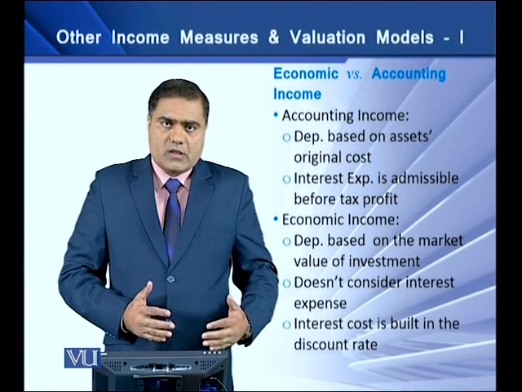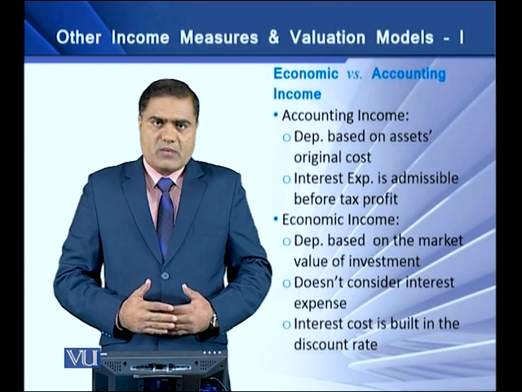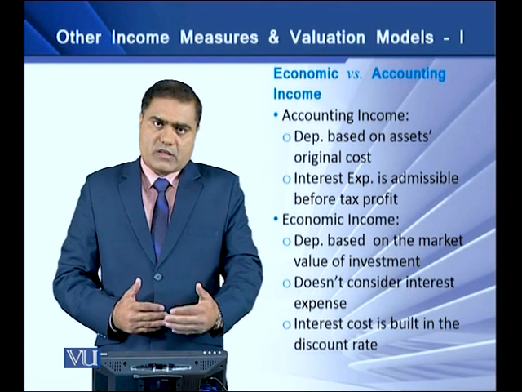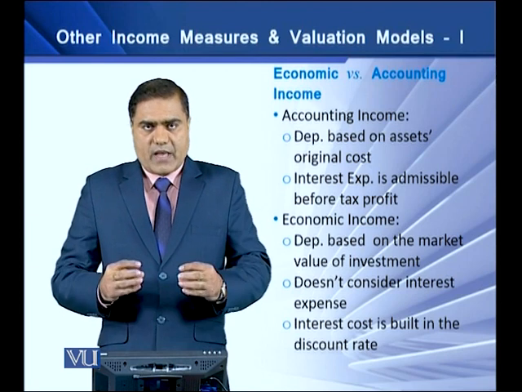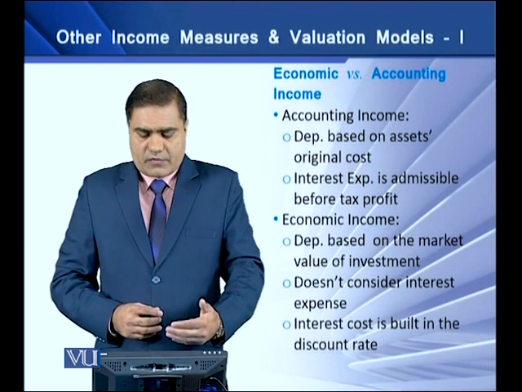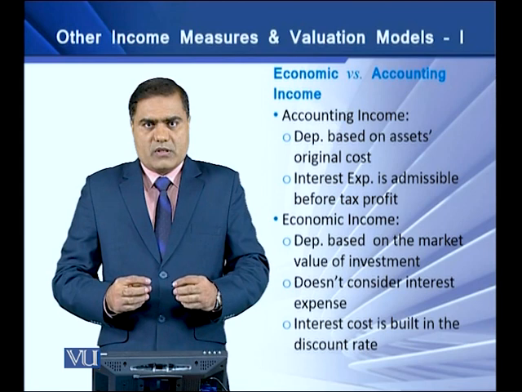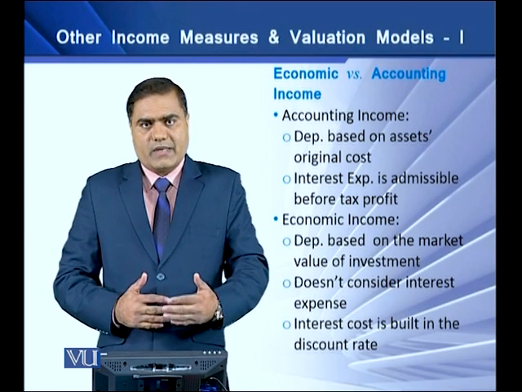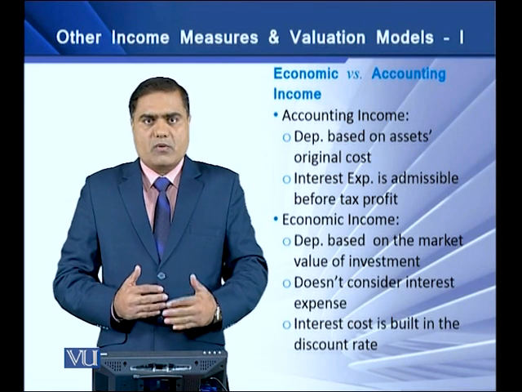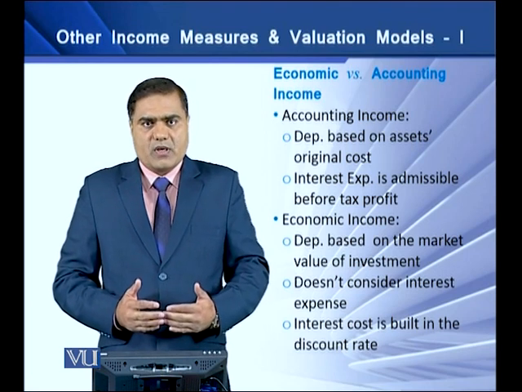Now come to the usage and application of other valuation models. We have accounting income and economic income. These two approaches differ in their application. How do these two differ? While determining accounting income, we use depreciation on the basic cost of the asset or its original value. We allocate depreciation over the whole life of the asset through allocating its cost. Then we deduct interest expense as a business cost from our operating profit. In other words, the interest expense is an admissible item while determining profit before tax.